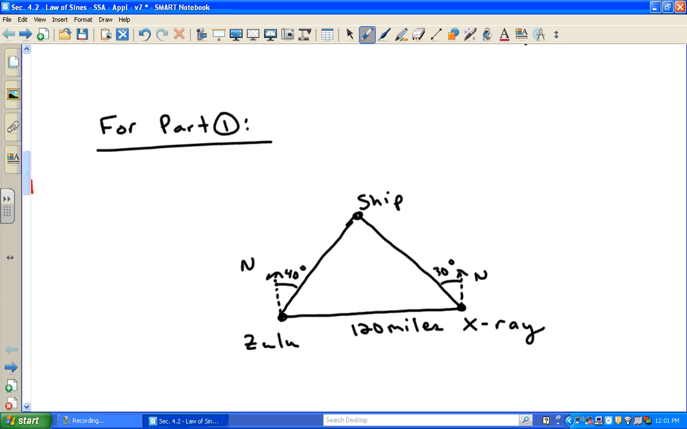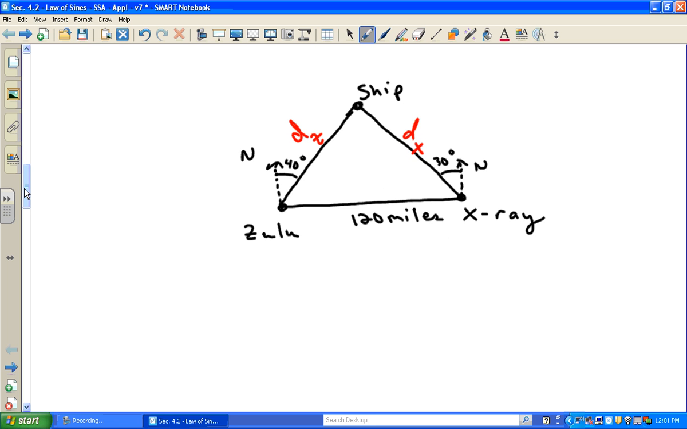Now, from here, I can use the law of sines to determine some of these distances. I'm going to label the distance from Zulu to the ship D sub Z, and then I'm going to label this distance over here D sub X for the distance between X-ray and the ship. Whatever labeling you want to use is fine, but let me use that for the moment.